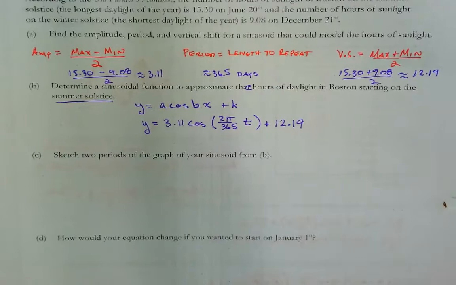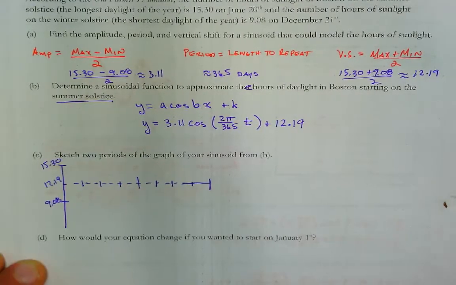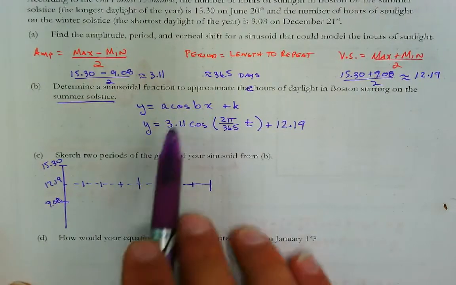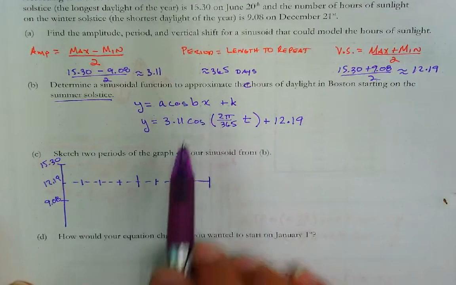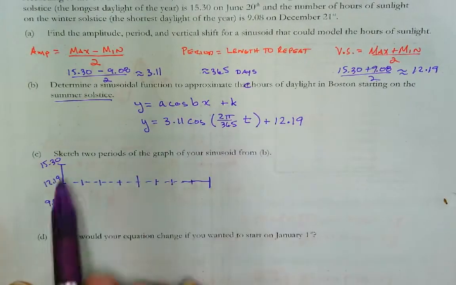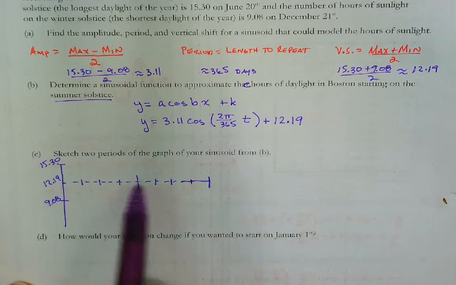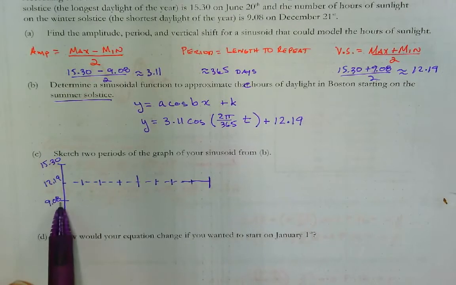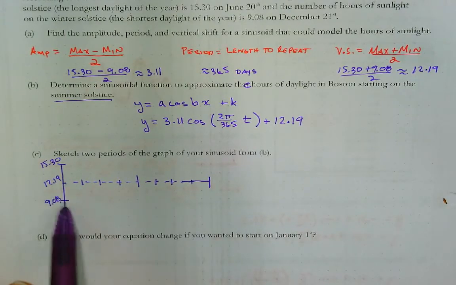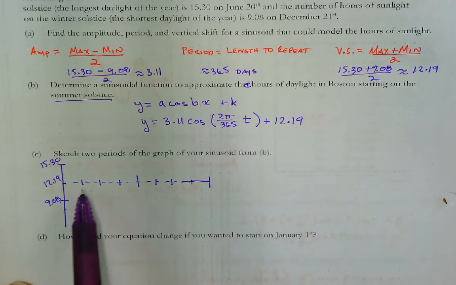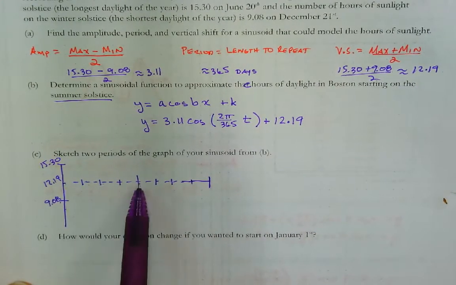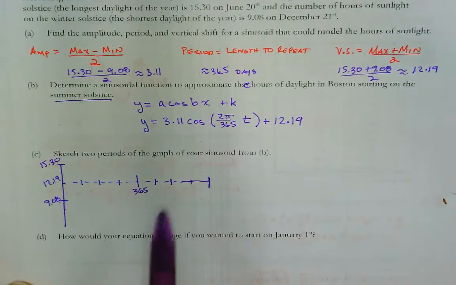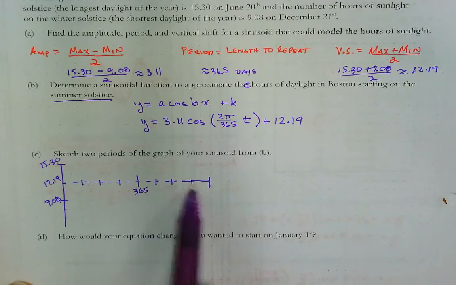Sketch 2 periods based on part B. So much as we've done all along, if we set up our information and we say, hey, we're going to start at a positive cosine starting on this summer solstice, right? Well, our center line is 12.19, right? Our max 15.30, our min 9.08, and we know that those are the same distance away from our center line, right? I can do 1 quarter, 2 quarters, 3 quarters, a full period, and I know that a full period is 365 days, and then 1 period, 1 quarter, 2 quarters, 3 quarters, a full period.